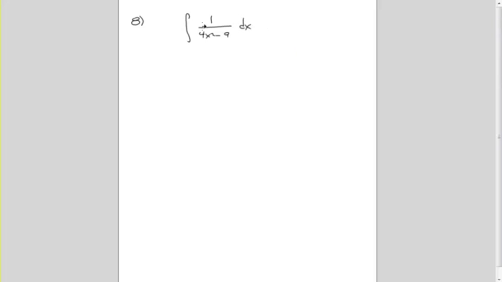So this is section 8.5, problem number 8. These are partial fractions. The whole idea behind partial fractions is that we need to take a fraction which we don't know how to integrate and make it into two separate fractions that we do know how to integrate.